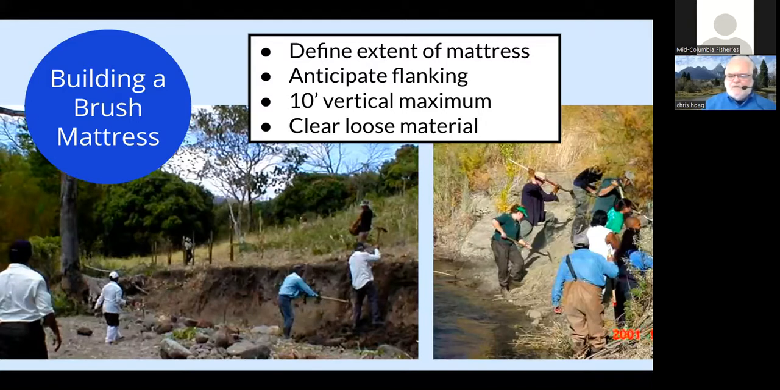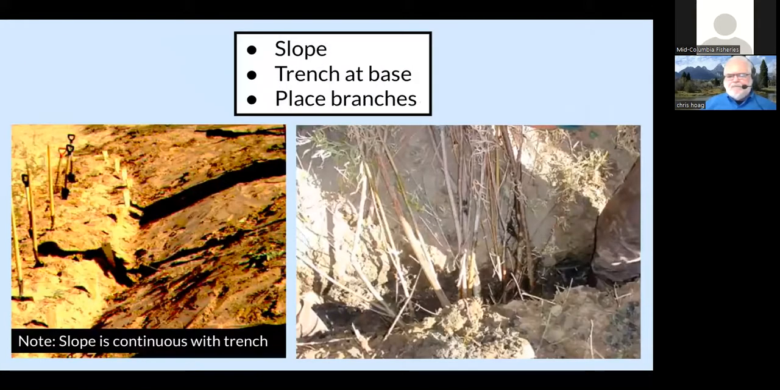You want to clear off the loose material so that you can get the cuttings down tight against the bank. And here you can see on the left-hand side that the slope generally will always be 3-to-1 or flatter. I've installed them on steeper slopes, and we haven't had very good success. So most of the literature now says 3-to-1 slopes.